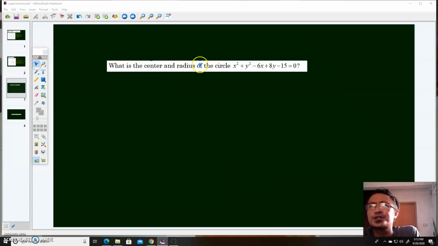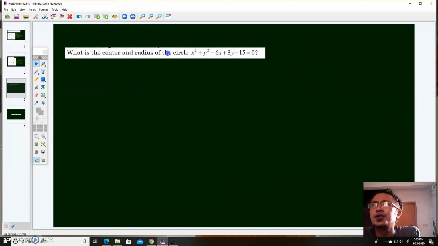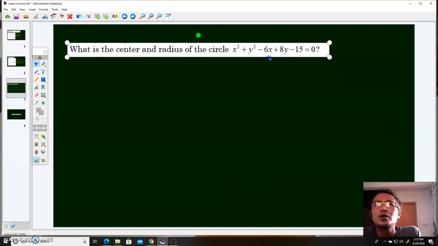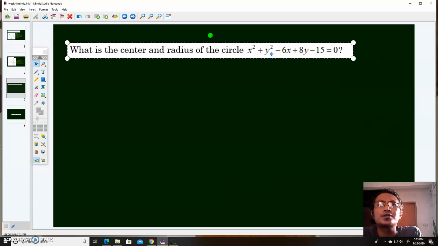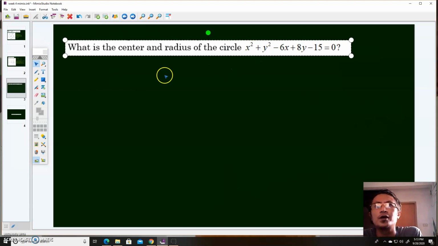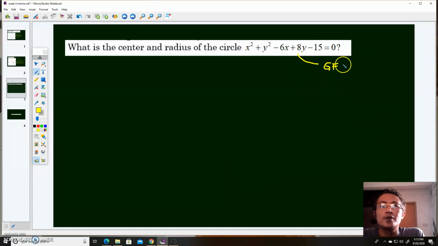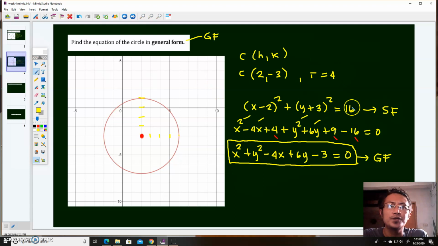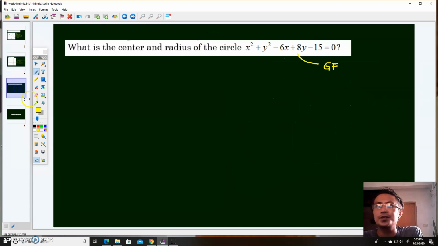Now, the question is, what is the center and the radius of the circle x squared plus y squared minus 6x plus 8y minus 15 equals 0? Now, obviously, what we're given is in general form. So meaning, we have to convert this into the standard form. In the previous problem, what we have is the standard form first and then the general form. So this is exactly the opposite.